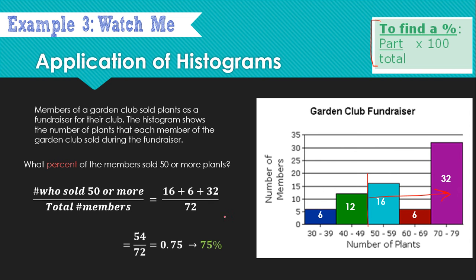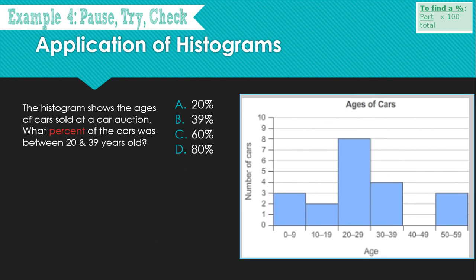When I simplify this, I get 54 over 72, which is 0.75. We multiply that by 100, and that is 75%. So 75% of the members sold 50 plants or more, excuse me. If you'd like to pause, try this one and come back and check.